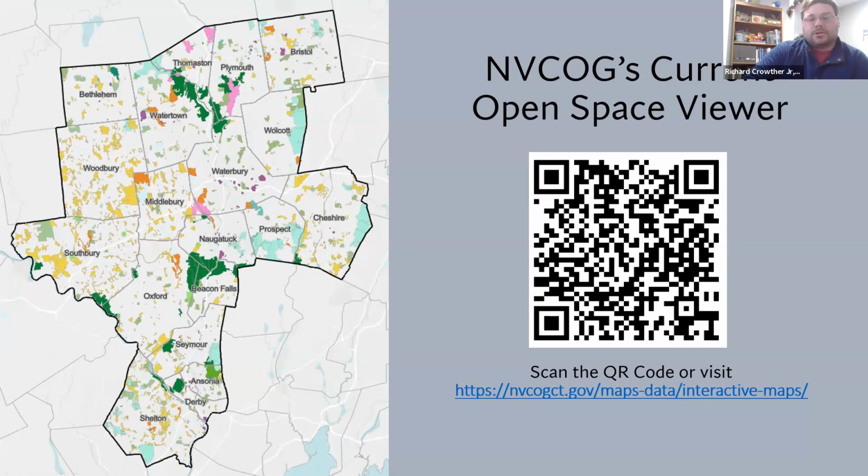Just want to explain the QR code is, the app is also mobile friendly. So you can view it on your phone, and this is the QR code you can scan if you want. This slide will be available afterwards if you don't get a chance to scan it right now. Also, the app is available on the NVCOG website. This is the direct page where you can find it under interactive map, or it's under the map gallery on the home page.